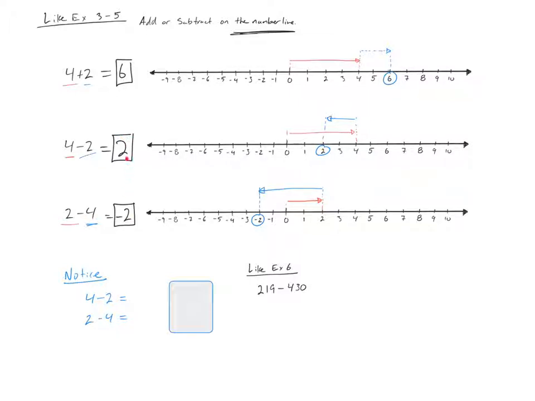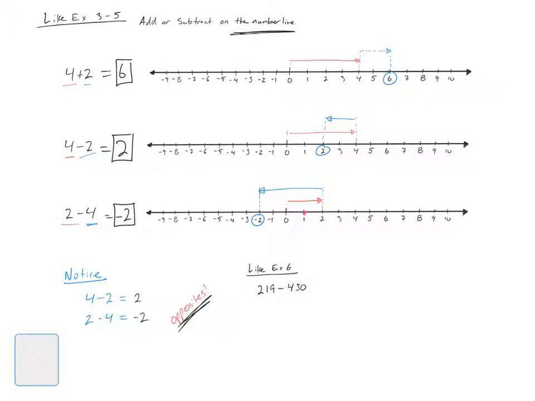However, you will notice that their numbers are opposites. This one is equal to 2, this one's equal to negative 2. So these numbers are opposites of each other. So we can use that to solve problems like in number 6. This one says 219, well, it's going to be way out this way, minus 430, which is, notice if I just look at 430 versus 219, this one is bigger.